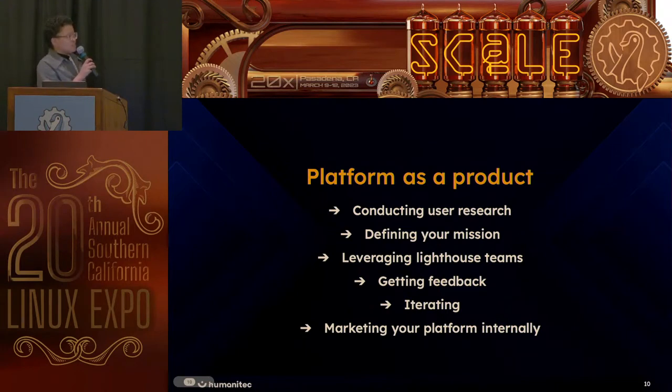You're going to want to conduct user research. You're going to want to define your mission. You're going to want to leverage your lighthouse teams. You're going to need to get continuous feedback from your users. You're going to want to iterate upon your platform. And then you're going to want to market your platform internally. You'll see a lot of these aren't necessarily technical subjects, but they're more cultural ones, but they're just as important.